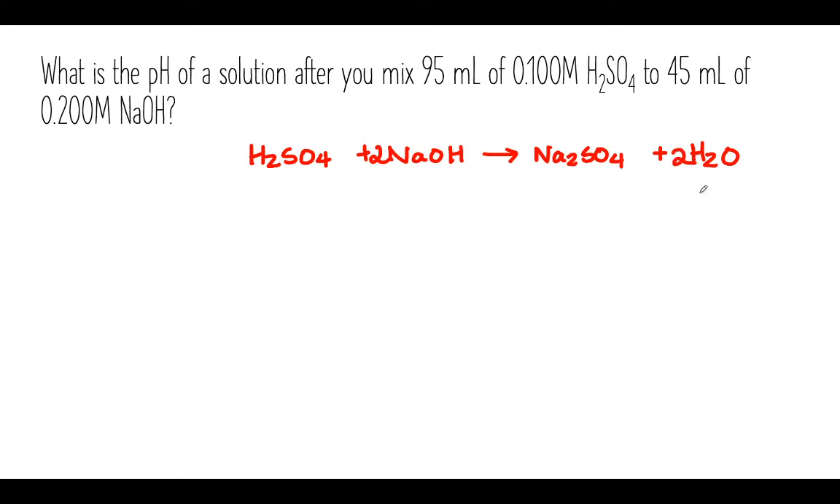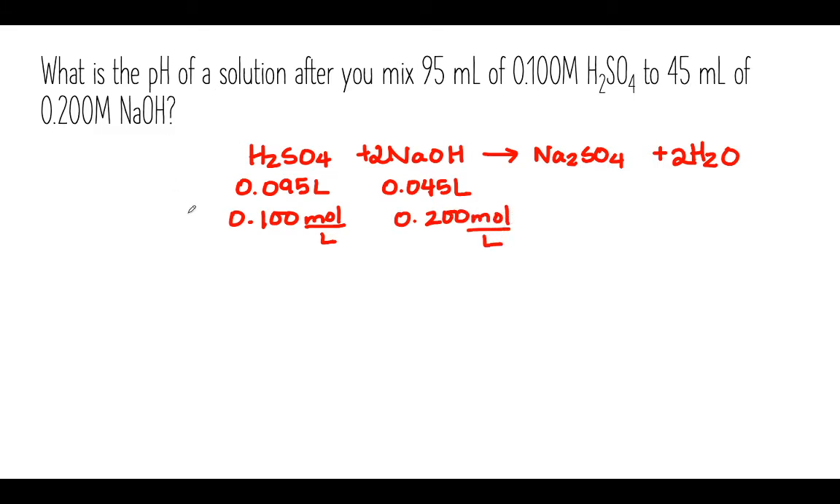Now underneath my balanced equation, I'm going to write out the information that I'm given. I'm given both the volume and a concentration of H2SO4. I'm going to convert my volume to liters, and I'm going to write my concentration as well. So I'm given both volume and concentration of H2SO4, and I'm given both the volume and the concentration of NaOH.